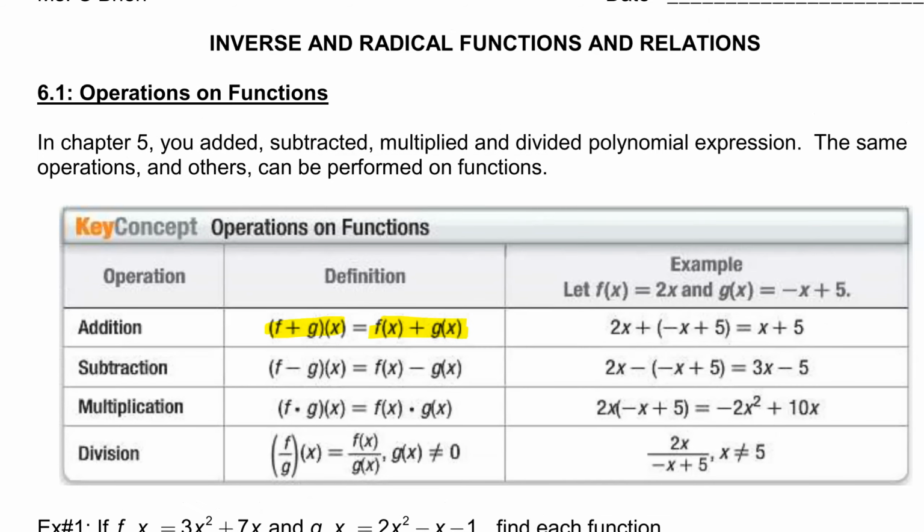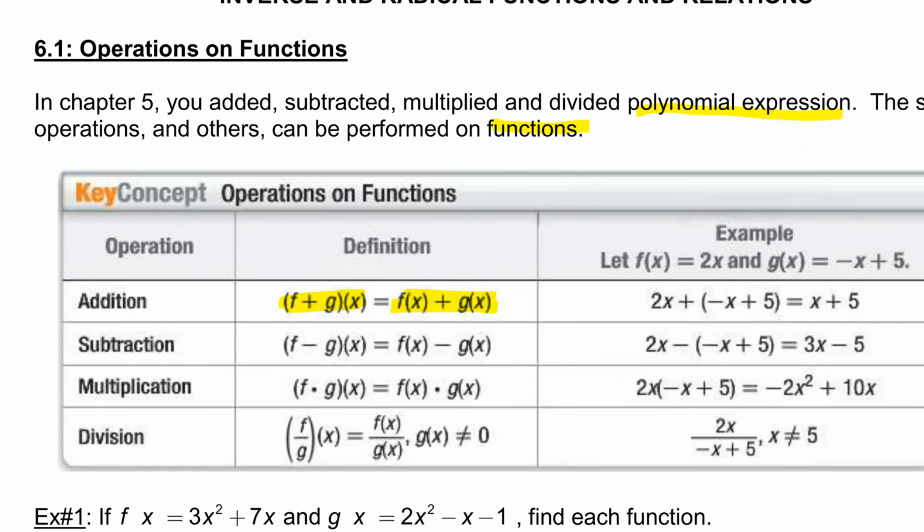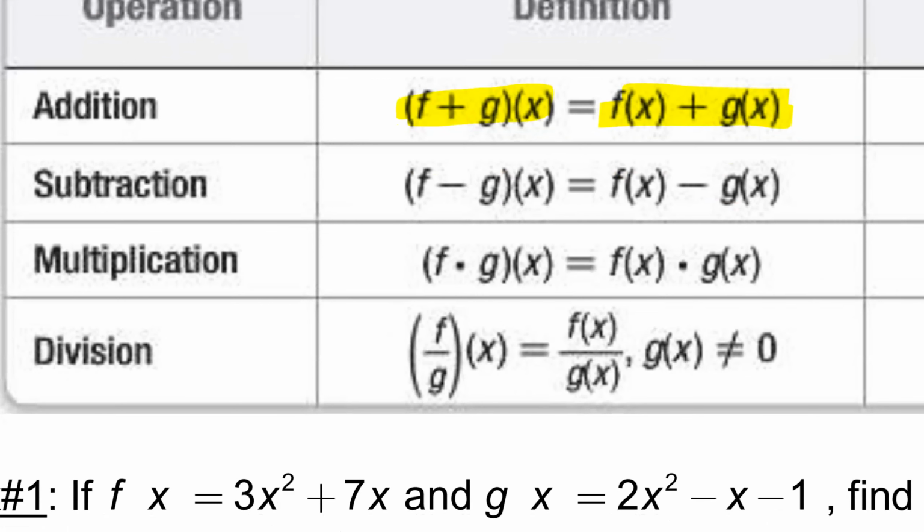Okay, in chapter 5, right, we're going to talk about operations on functions. So operations are adding, subtracting, multiplying, dividing. So in chapter 5, you added, subtracted, multiplied polynomial expressions. The same operations and others can be performed on functions. So one thing I want you to note, saying f plus g of x is the same thing as saying f of x plus g of x. Amazing. No surprise. f minus g of x is literally just subtracting g of x from f of x. All right, so it's just shortened. It's a shortened way of writing it. Literally function notation. Just the way we write functions when we add and subtract whole functions.